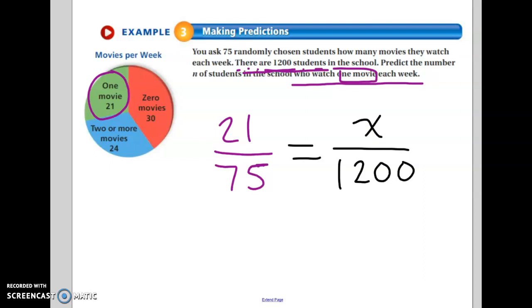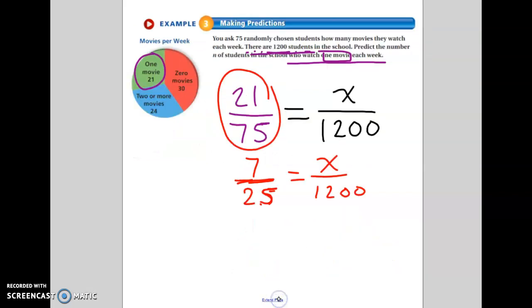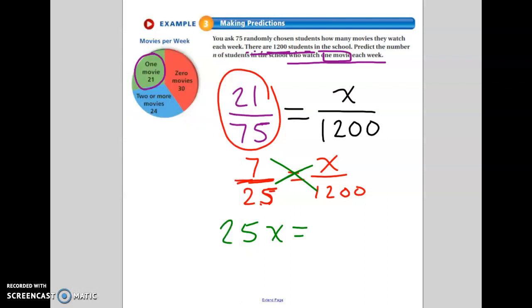Before solving this, I would simplify this fraction. I notice that I can divide both of these by 3 at least. So 21 divided by 3 is 7, and 75 divided by 3 is 25, and it equals x over 1200. Now we can cross multiply. We can go 25 times x is 25x, and then we can go 7 times 1200. 7 times 1200 is 8400.